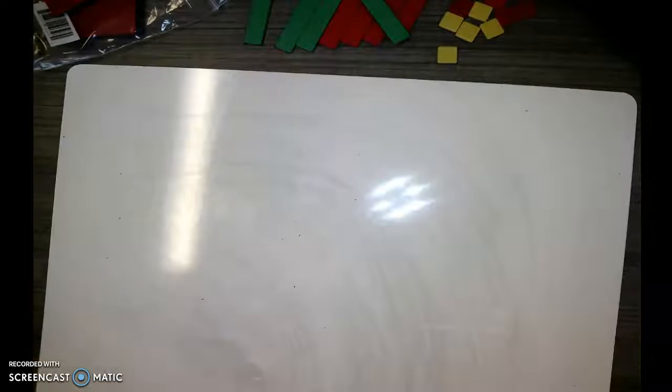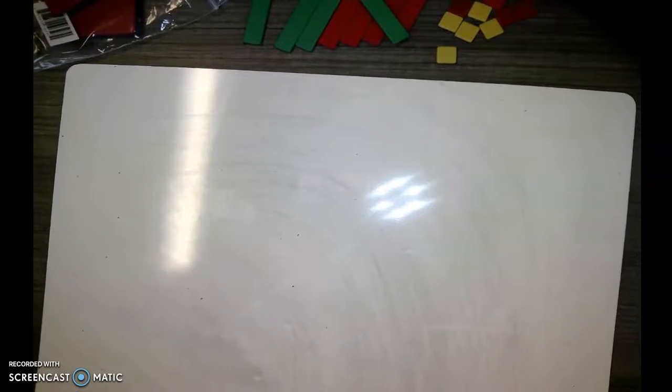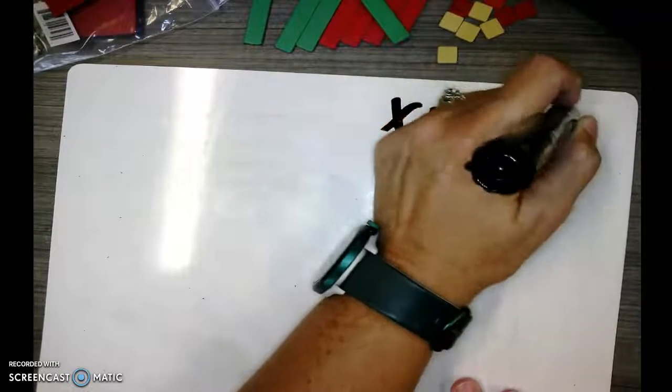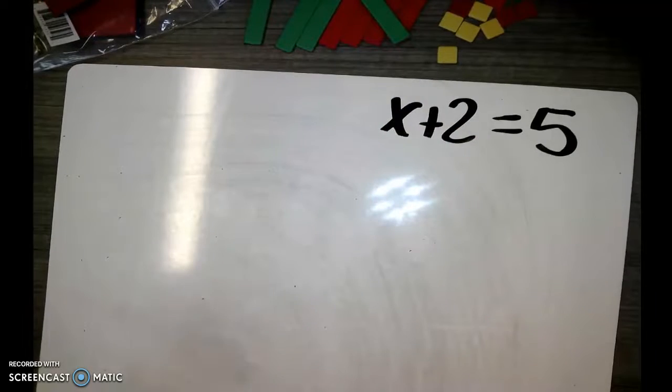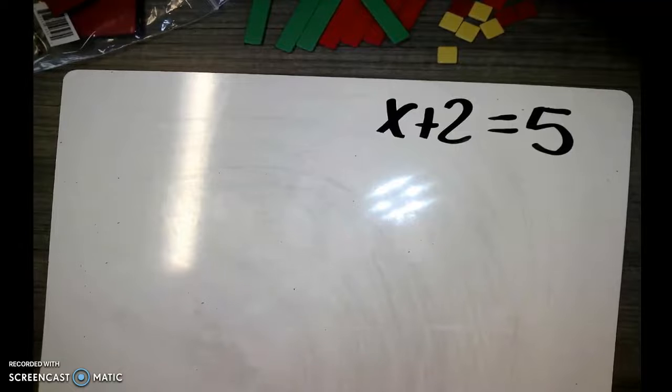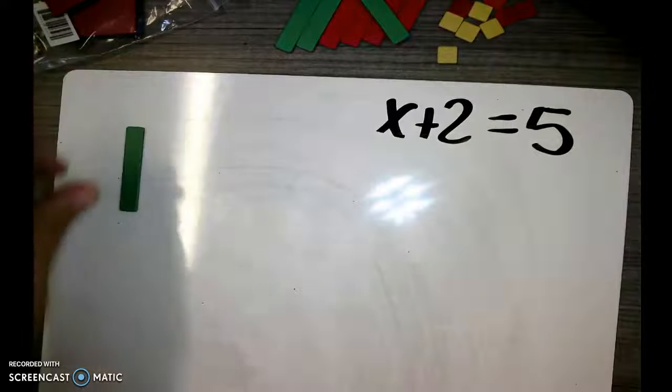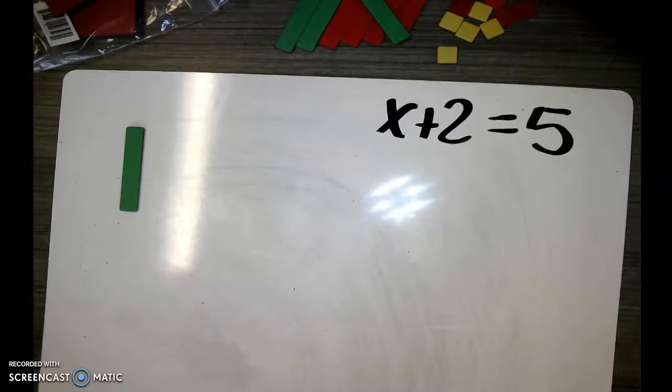So what we're doing today is we are learning to model and solve 1- and 2-step equations. So I'm going to have x plus 2 equals 5. That's the equation. And I'm going to use my algebra tiles to model it. So since I'm starting off with my x term, I'm going to start off with my x tile, and it's green because it's positive.